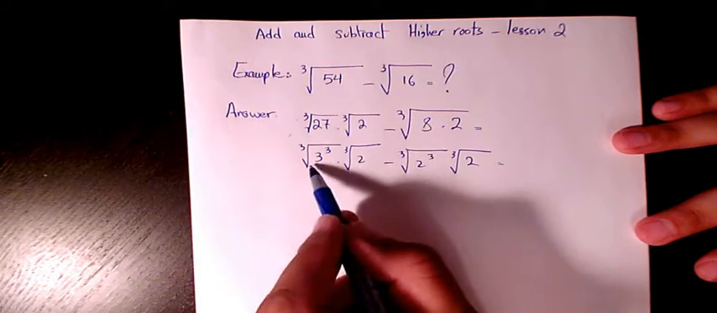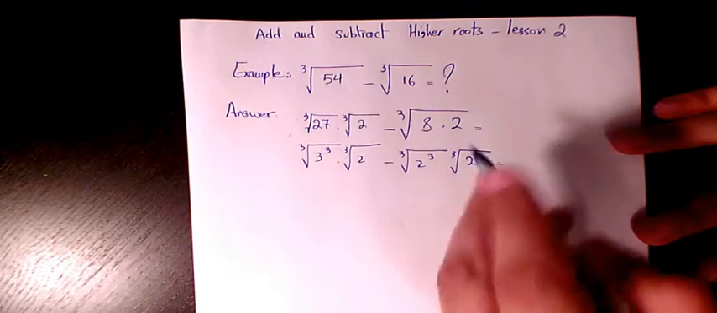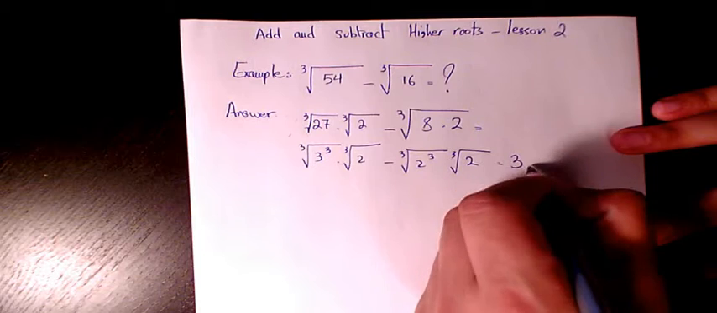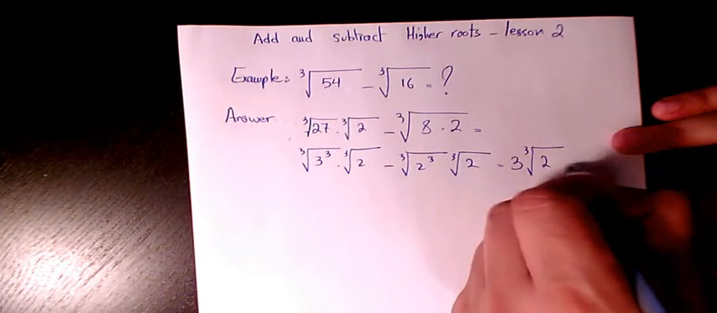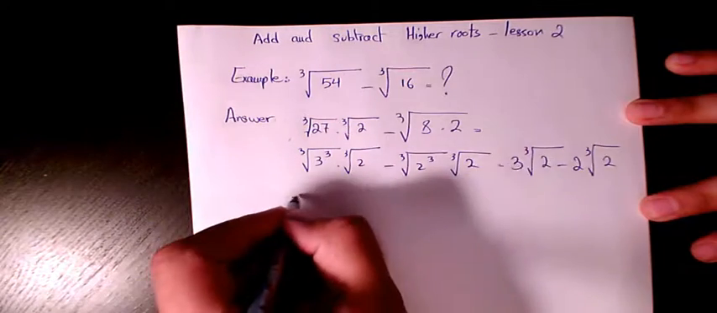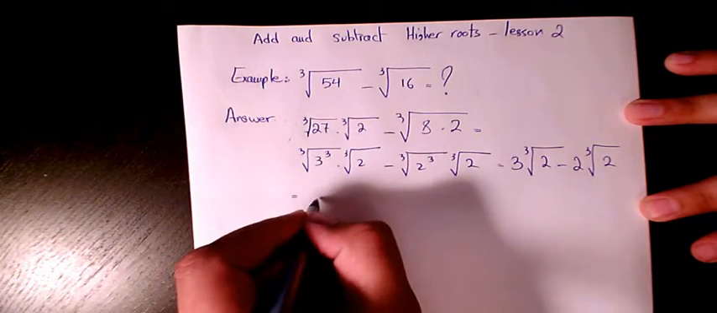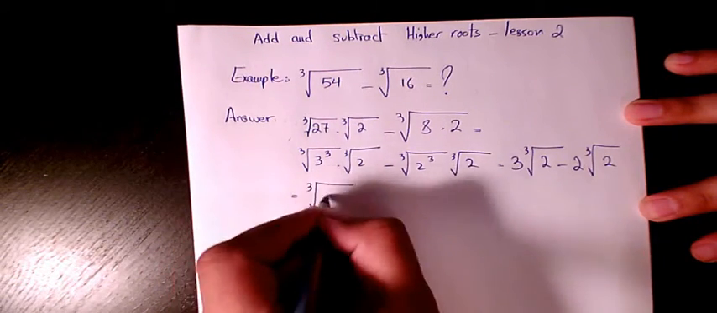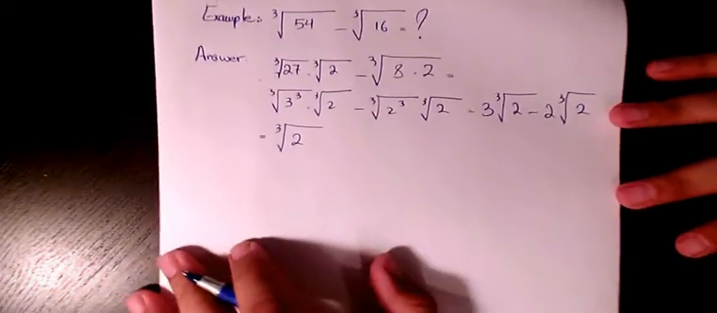These cancel out, it will be 3. These cancel out, it will be 2. So it will be 3 cube root of 2 minus 2 cube root of 2. So 3 minus 2 is going to be 1. So the answer will be cube root of 2.